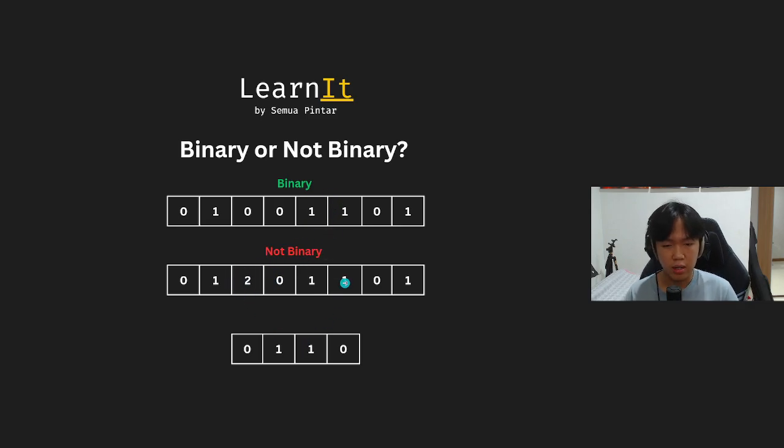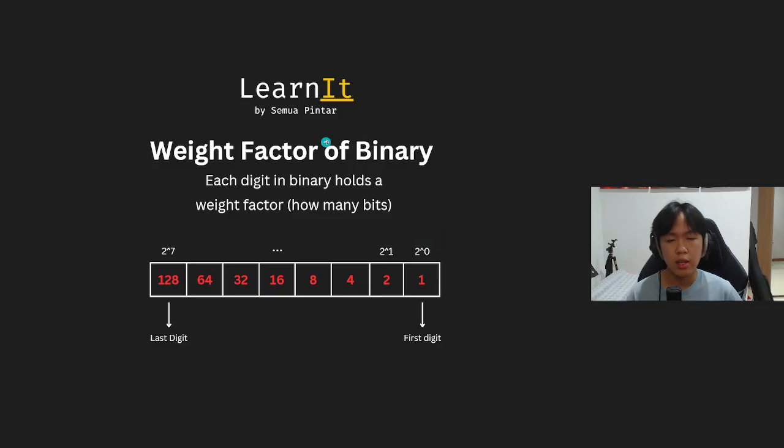How about the third one here? It only has 4 digits. Is it still binary? The answer is yes, because as I said before, binary does not have to be limited to 8 digits. It can also be 4, it can be 3, 2, or even 1. That's still binary.